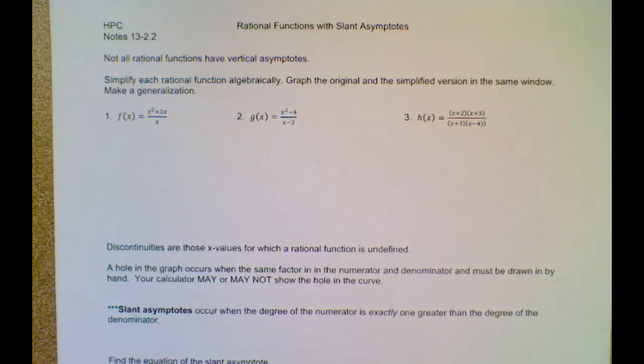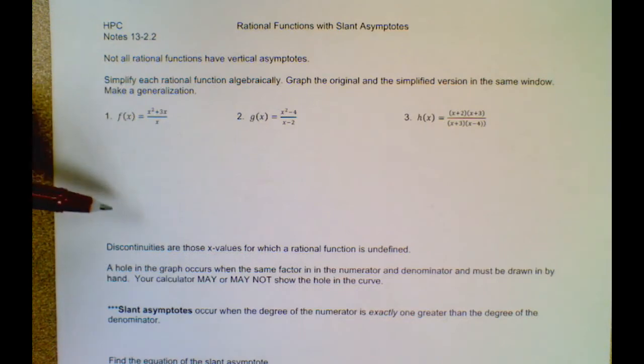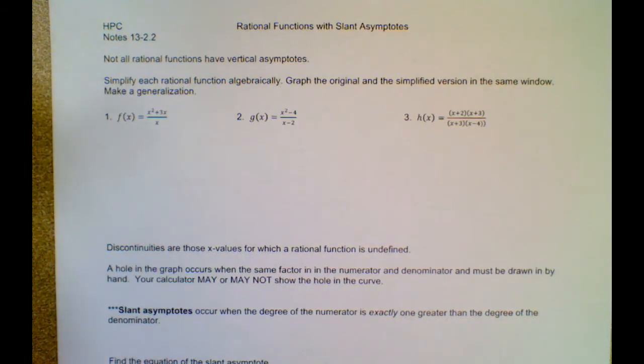Hey guys, today we are going to continue with rational functions, but we're specifically going to focus on slant asymptotes. This top part is kind of just a little review of what we've been doing. So let's take a look at this first. It says that not all rational functions have vertical asymptotes, and we saw that in some notes from last week, right?